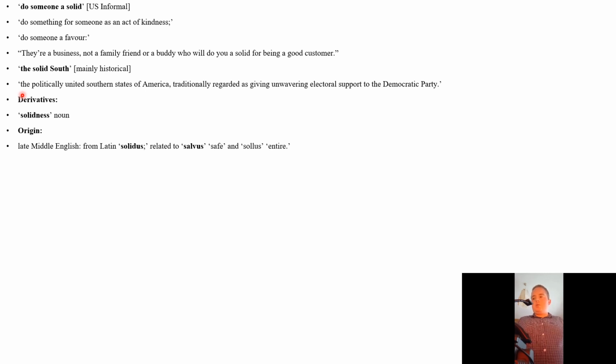Origin: late Middle English, from Latin solidus, which we've already covered, related to salvus, safe. And I think in Christian theology that means saved, and salvus sum means I'm saved in Latin. Solus, entire.